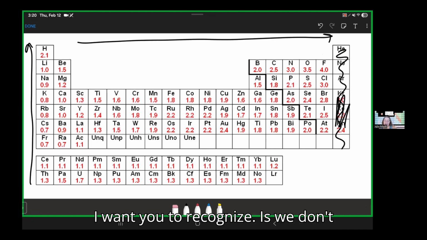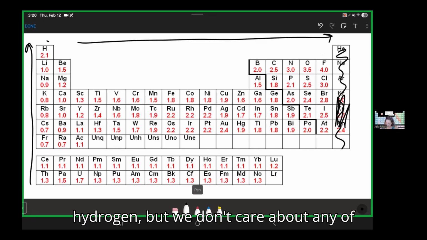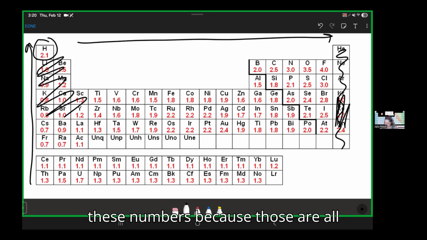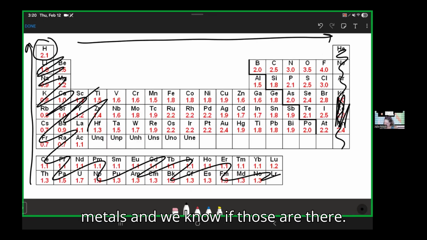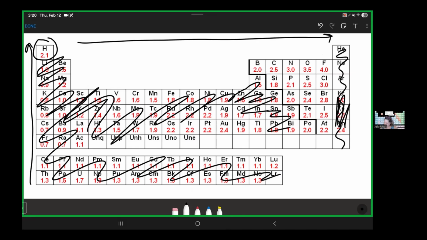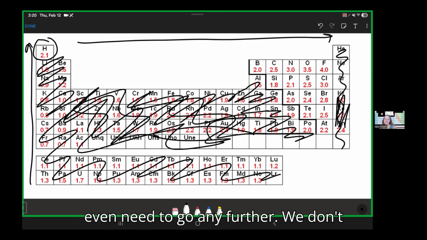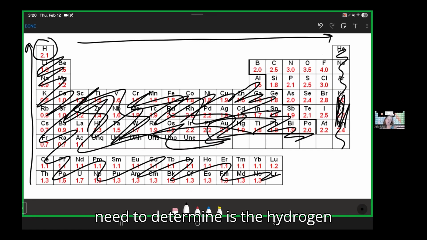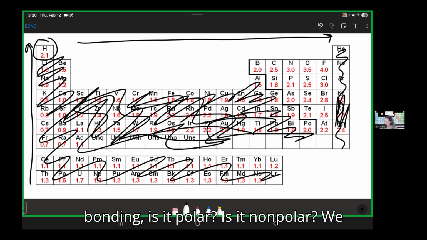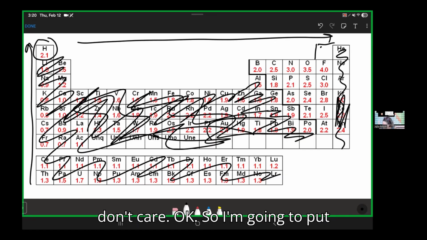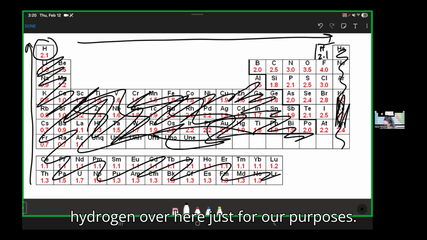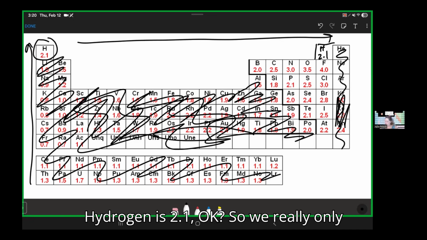But what I want you to recognize is we don't care about, well, we do care about hydrogen, but we don't care about any of these numbers because those are all metals. And we know if those are there, that is an ionic compound. We don't even need to go any further. We don't need to determine is it hydrogen bonding? Is it polar? Is it non-polar? We don't care. So I'm going to put hydrogen over here just for our purposes. Hydrogen is 2.1. So we really only care about those.